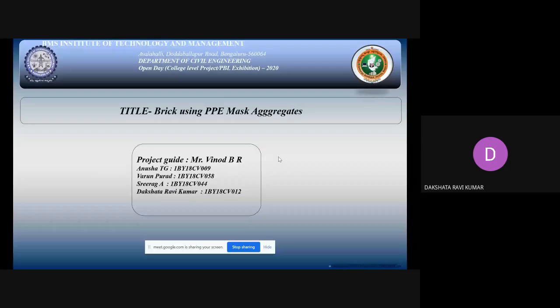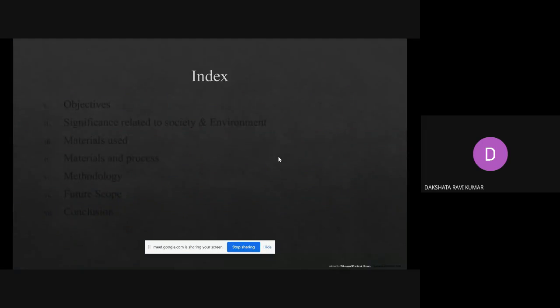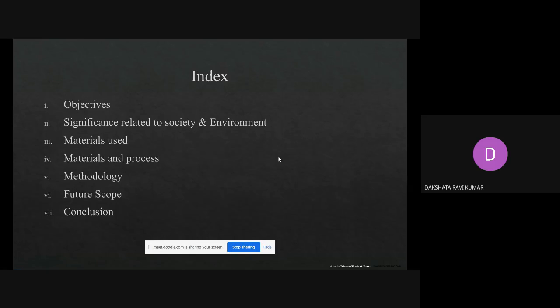First, I'd like to show an index of what lies ahead. It starts with objectives, then the significance of our project to society and the environment. Then we'll talk about the materials that have been used, and the materials and process pictures will be shown. Then the methodology and future scope of our project, and we will end with the conclusion.